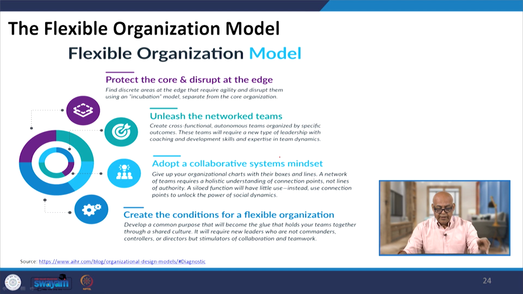When we talk about adopting a collaborative system mindset, give up your organizational charts with their boxes and lines. A network of teams requires a holistic understanding of the connection points and not the lines of authority. A siloed function will have little use; instead use connection points to unlock the power of social dynamics. So in this structure, it is not a hierarchy; rather the points are connected, and therefore a collaborative system is developed where you are giving up the organizational chart in spite of the hierarchy.